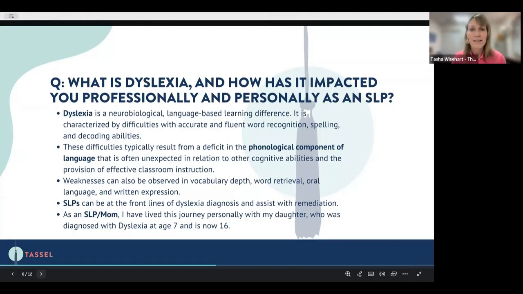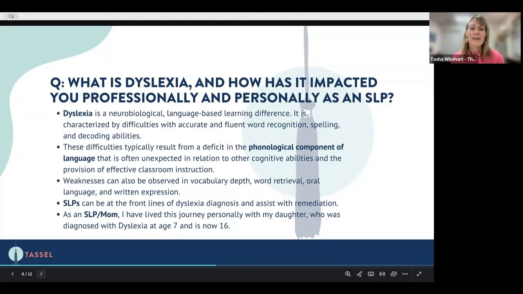The phonological component of language is unexpectedly weak in relation to average cognitive abilities and effective classroom interventions. A lot of these kids come here and their parents are at a loss because they are average to above average IQ. They're not necessarily struggling with their oral expression or any of their language areas. But then they've been diagnosed with dyslexia, so they don't really understand why this is happening to their child. As the students get older, especially, we can observe weaknesses in vocabulary, their depth and breadth, and word retrieval, which ties to that phonological area that might be weak. Some of our students do have oral language DLD, and written expression, of course, is going to be impacted.